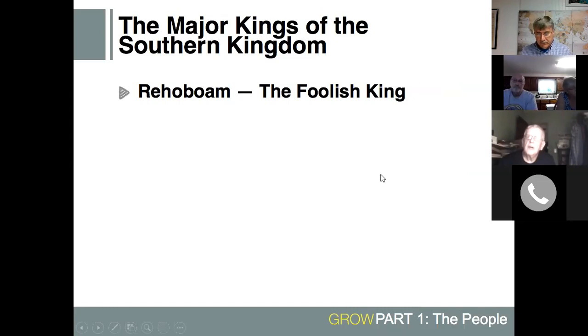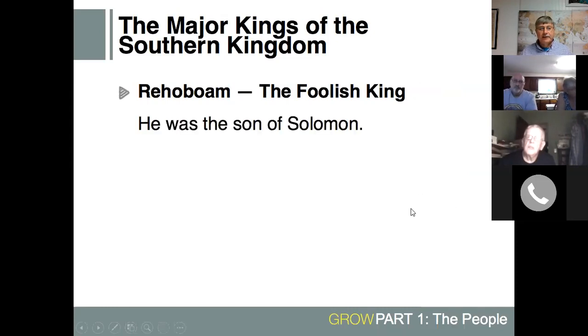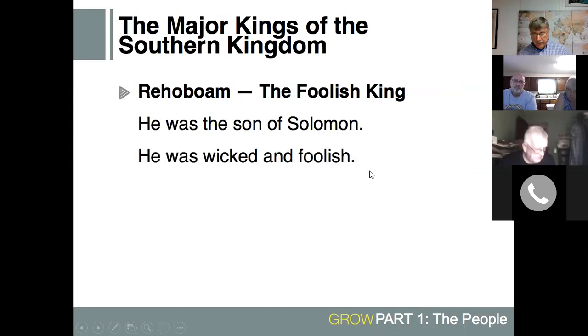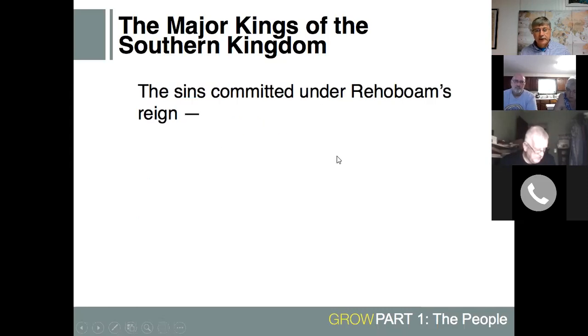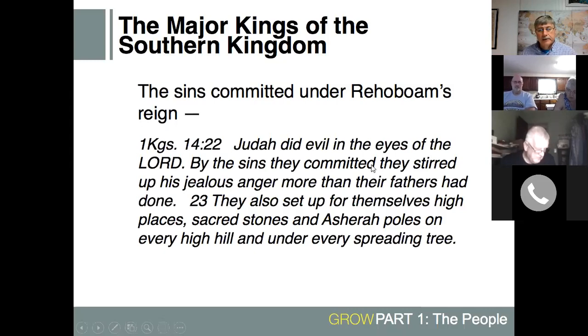We've pretty much talked ad nauseum about Rehoboam. He was the son of Solomon. He was wicked and foolish. He did what the prophet said he would do. In 1 Kings 11, fulfilled the prophecy about himself. The sins committed under Rehoboam's reign, says Judah did evil in the eyes of the Lord by the sins they committed. They stirred up the jealous anger more than the fathers had done.